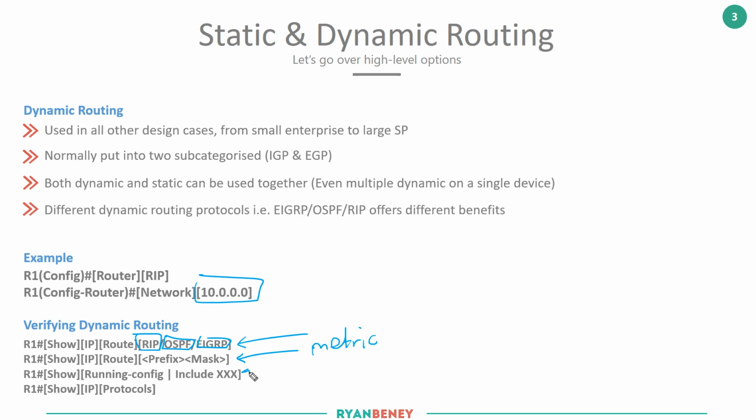Again, we can look at the running config to look at the configuration to confirm that we've typed it correctly. It won't tell us if it's been applied and whether it's functional, but it will tell us does it actually exist in the configuration. And then show ip protocols. This will tell us things such as what networks have we enabled the RIP process on, what are our timers for the protocol, and much more information. And some of the output will change depending on which dynamic routing we actually choose to use.